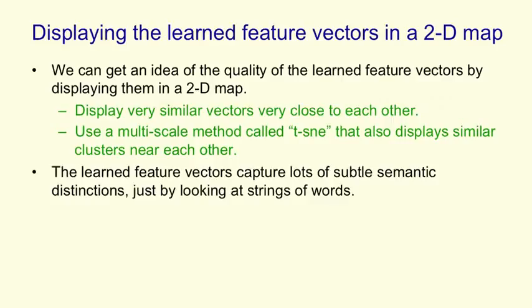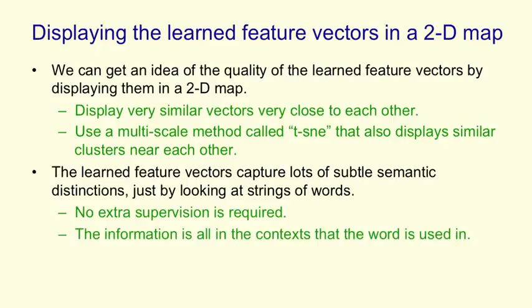What we see is that the learned feature vectors capture lots of subtle semantic distinctions, and they do this just by looking at strings of words from Wikipedia. Nobody tells them anything other than the fact that these 11 words occurred in a string. There's no extra supervision. What's remarkable is that contextual information, the fact that these words occurred together, tells you an awful lot about what the word means. In fact, some people think that's the main way we learn the meaning of words.